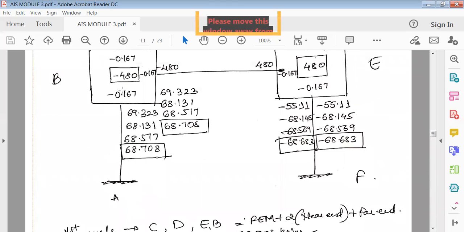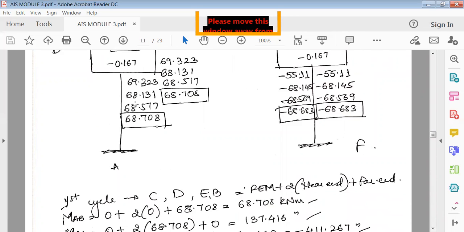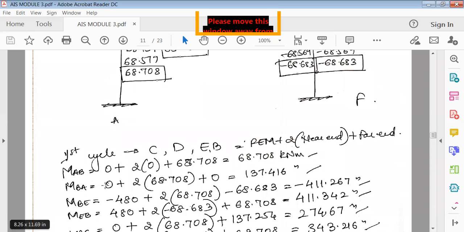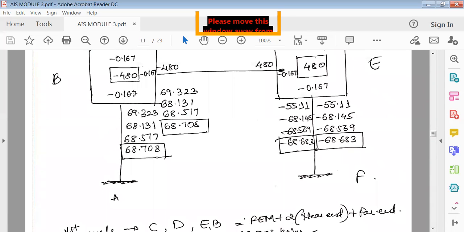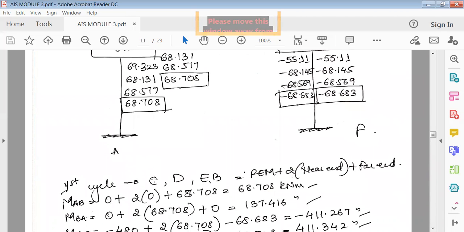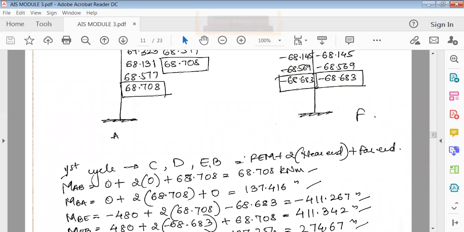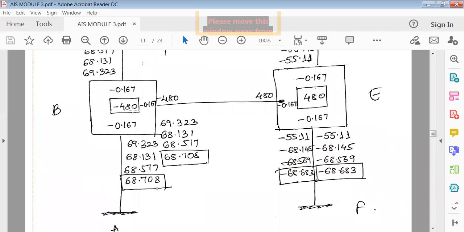Next, come to BA. BA also is the same thing. So moment in B: fixed end moment in BA is 0 plus 2 times near end. With respect to B, near is this only, BA, so 2 times 68, plus far end. With respect to B, A is far, so far end moment is 0. So you get this answer. Now come to BE, only this portion. Now the fixed end moments in BE.